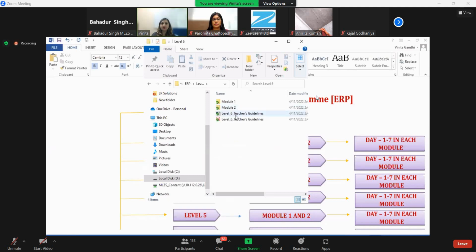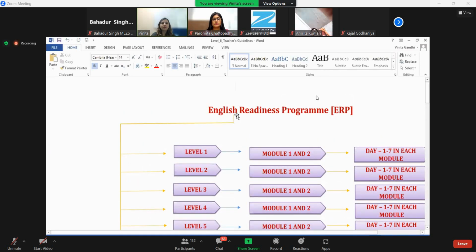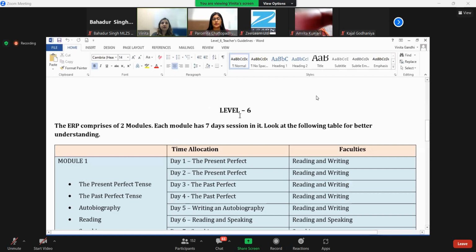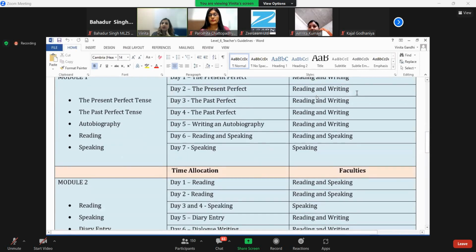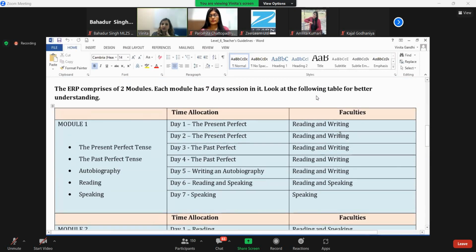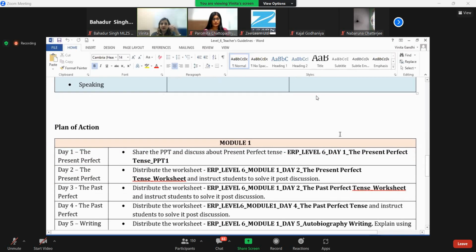Level 6. All right. Now this is my level 6. My level 6 has module 1: the present perfect tense, autobiography, the past perfect, reading, speaking. Again, the domains have been identified. My module 2 will have reading, speaking, diary entry, dialogue writing, speaking.